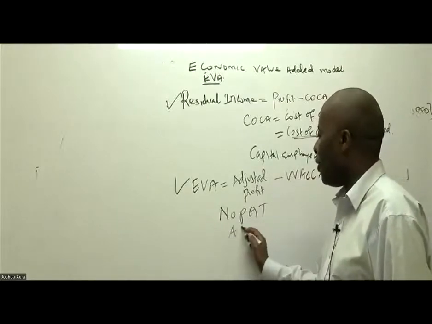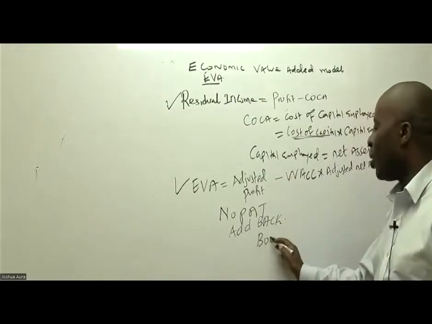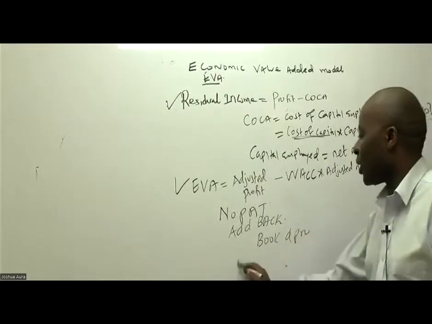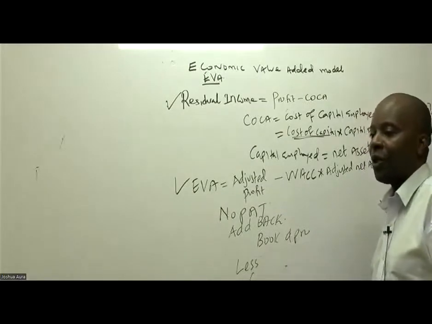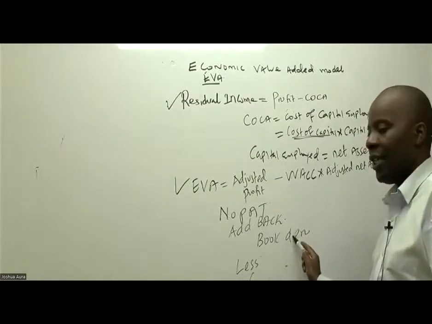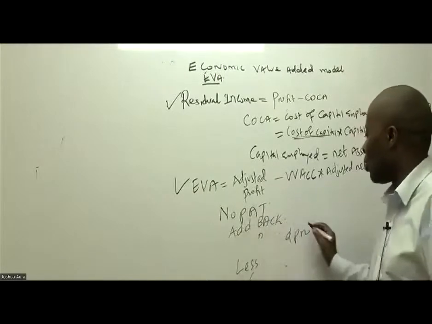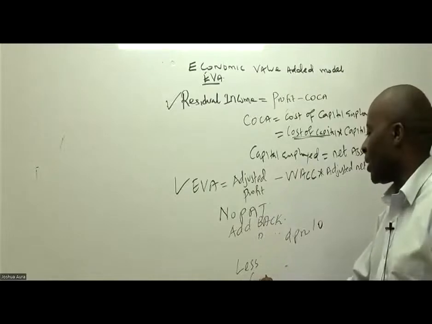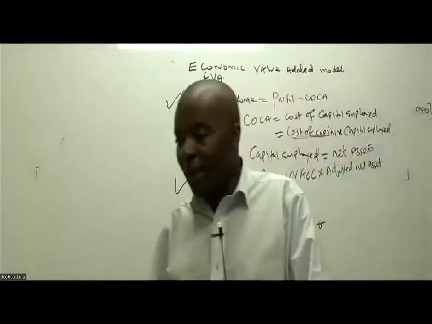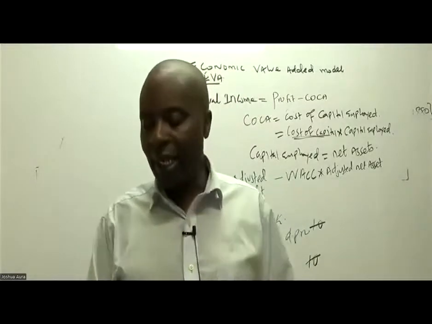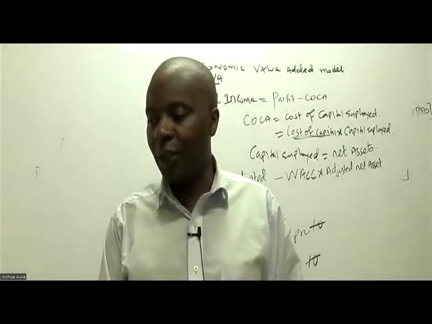We shall come here and add back book depreciation, and then we shall be lessing the economic depreciation. What if the two are the same? When the two are the same, you add back, for example, depreciation of 10, and then you less economic depreciation of 10, meaning that they cancel out. So when they are the same, we don't pass any adjustment. That is what this examiner is telling you here.